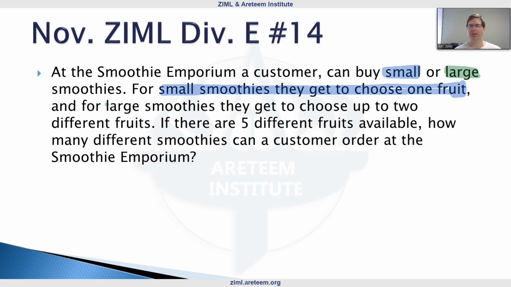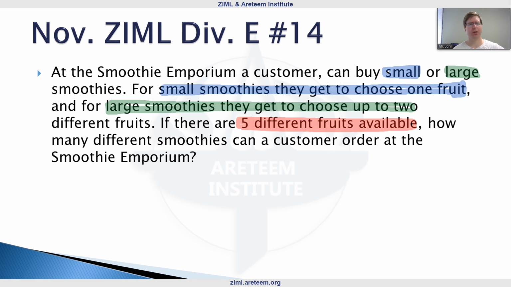Reading this is very important as we're setting up the problem. Now, there are 5 different fruits available. That's another important piece of information, and we want to know how many different smoothies there are in total that people could buy.